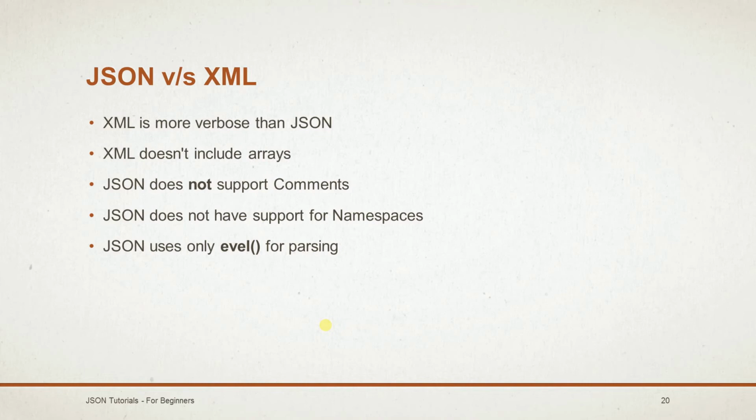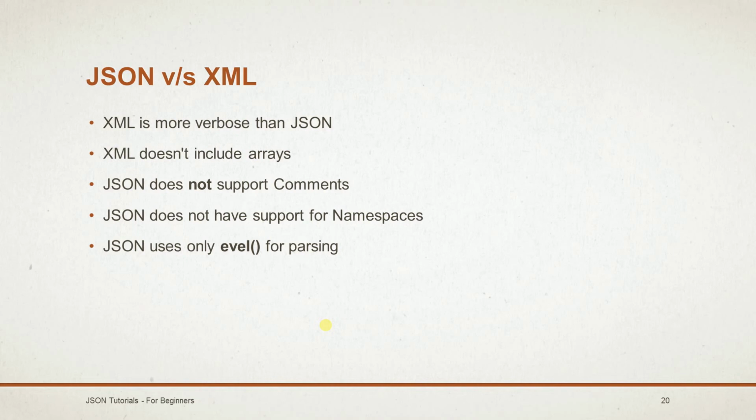Comments are an important feature of a programming language, but JSON does not support them. JSON does not support namespaces while XML supports namespaces. JSON uses the JSON.parse or eval method for parsing, while XML uses the DOM, the Document Object Model.